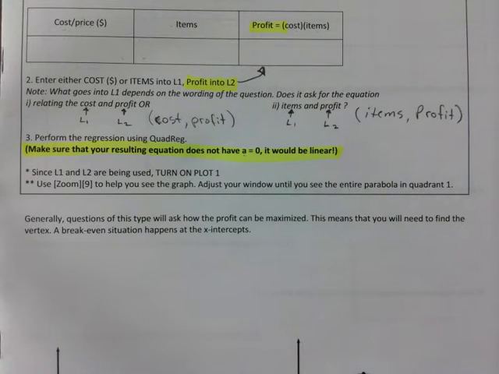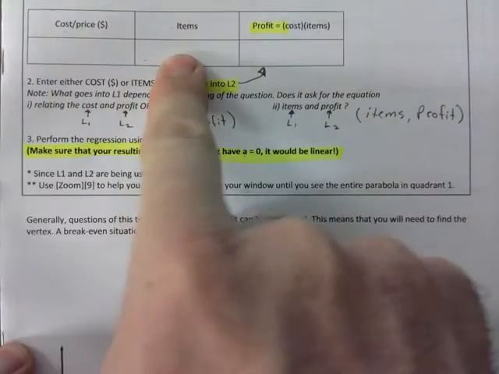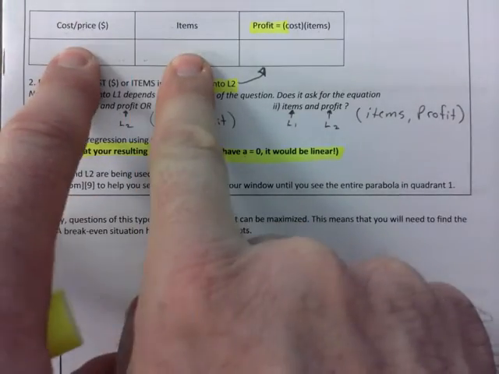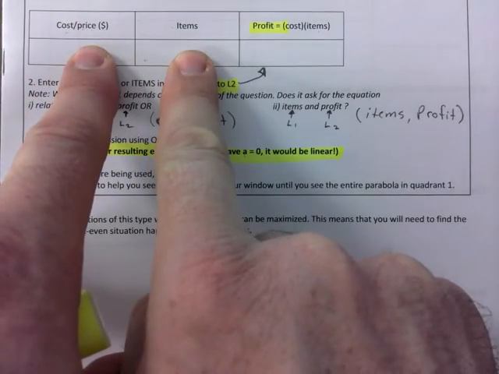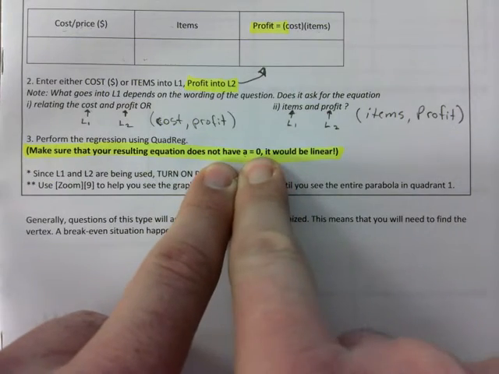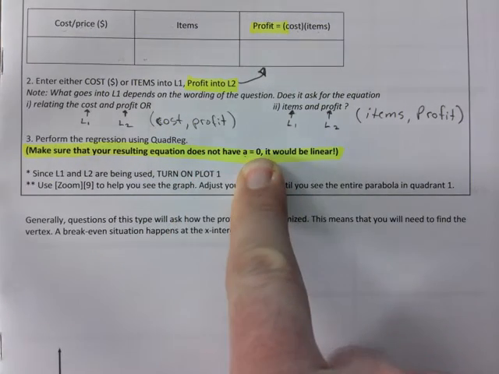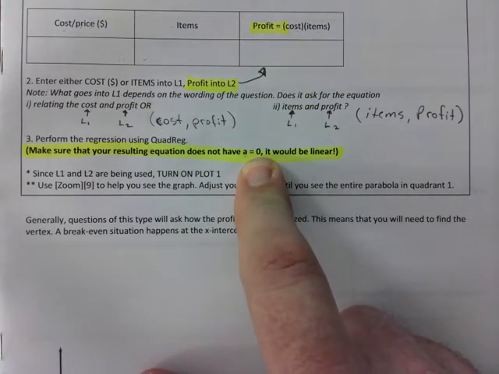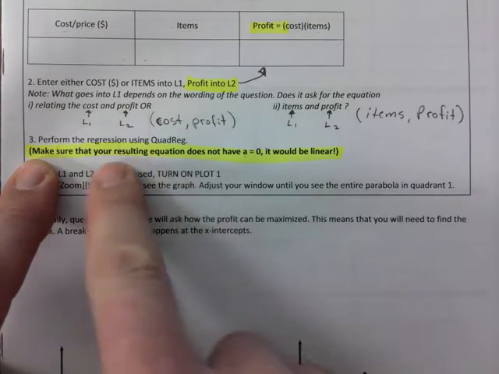The most common mistake is this one. Ready for it? Oh, L1, L2, of course, right? L1, L2. You're going to get a equals 0. And so your x squared term is going to be non-existent. So then it's actually linear. It turns into a linear equation. You don't want that. Okay? So make sure you remember that.